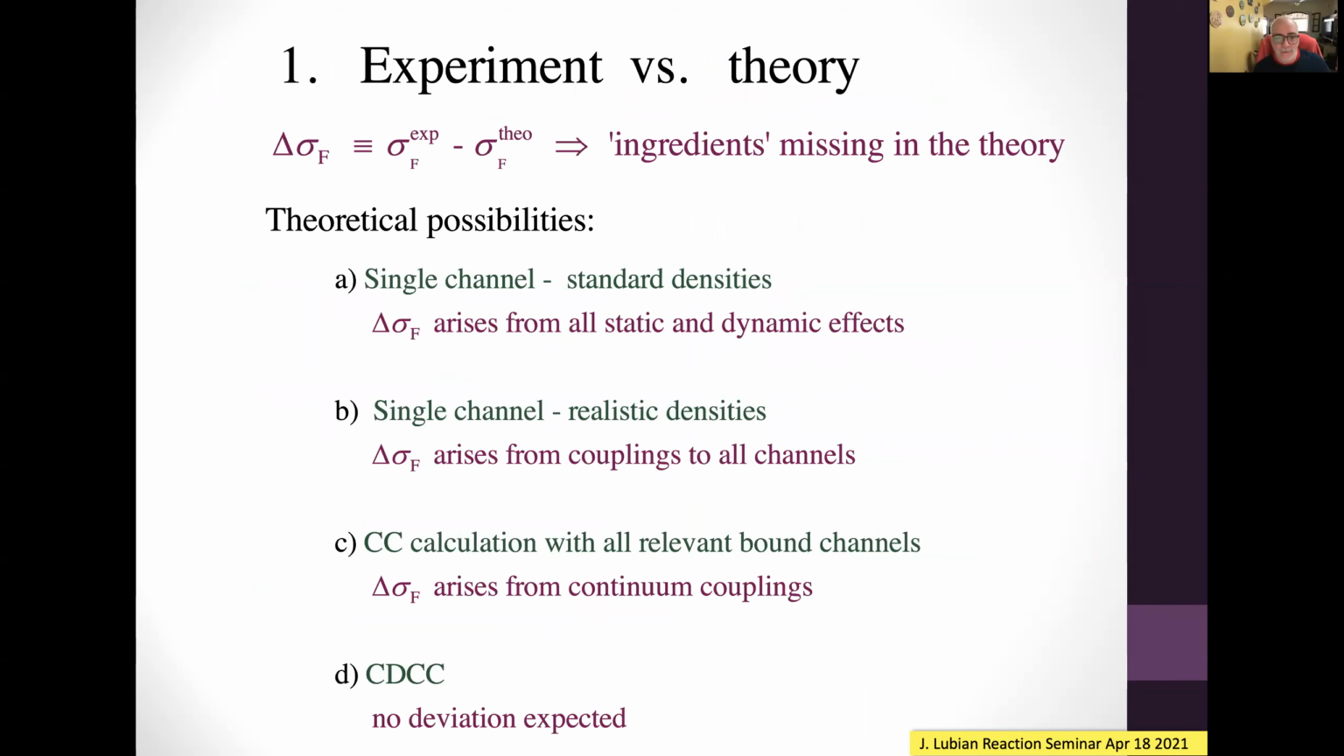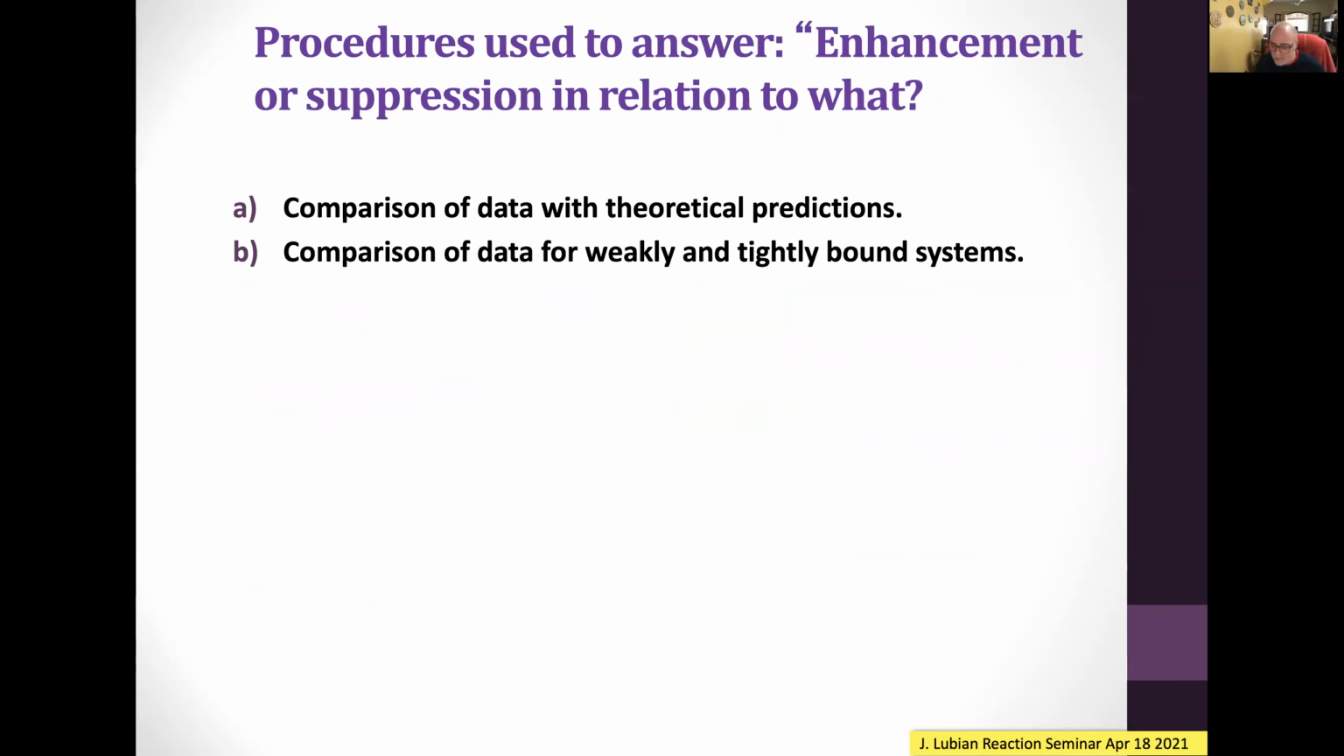So I will do a small parenthesis here to describe a method we have developed in the past to study the effect of breakup channels on fusion cross sections, to determine if the breakup enhances or suppresses the fusion. We can use two main methods. One of them is to compare data with theoretical predictions, and the other, the most popular, is the comparison of data for systems involving weakly and tightly bound systems.